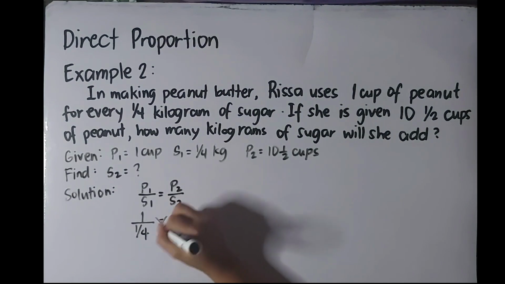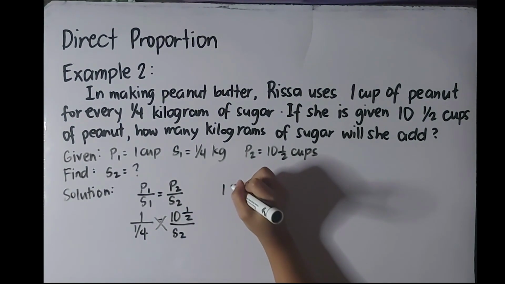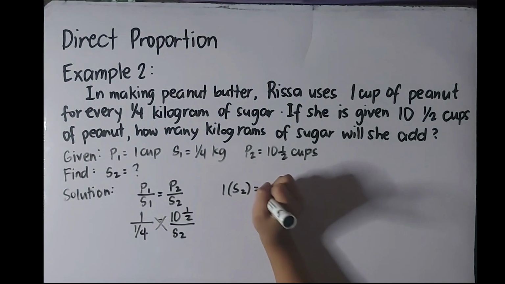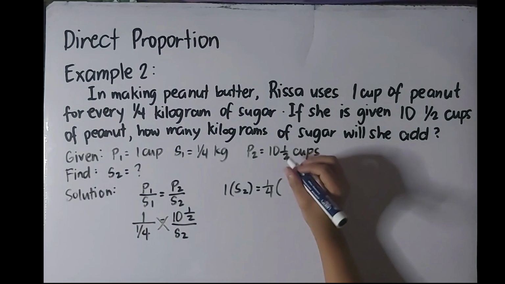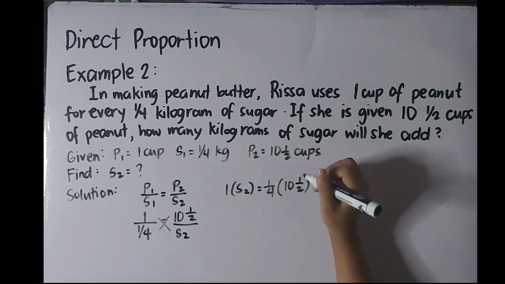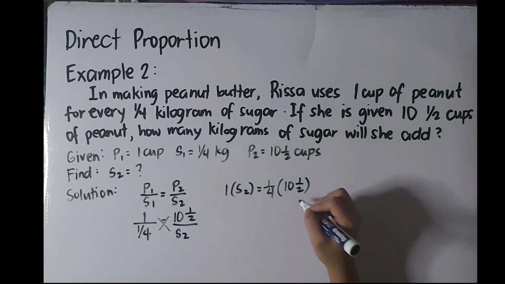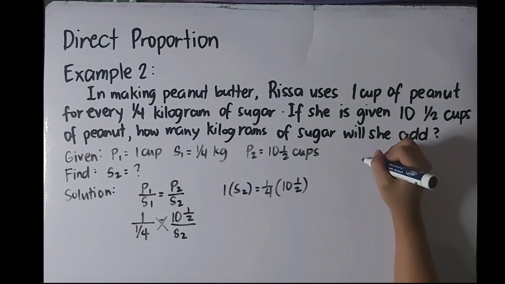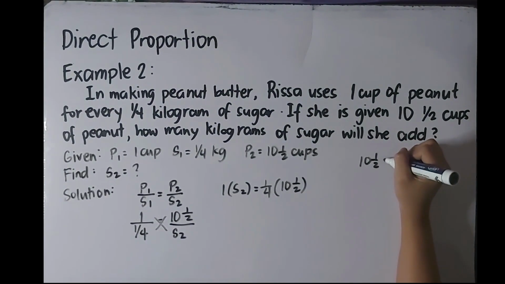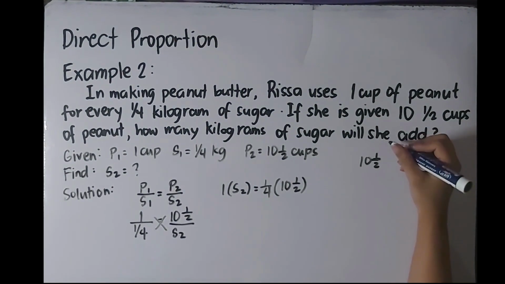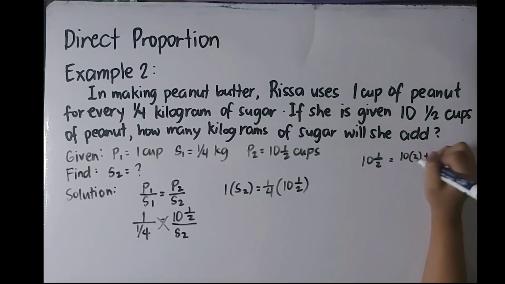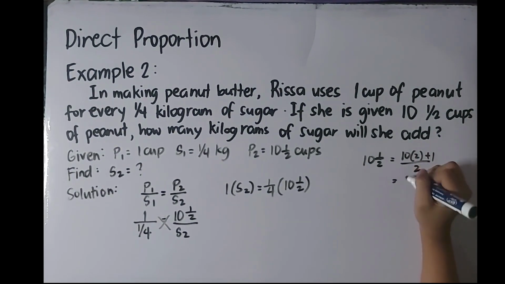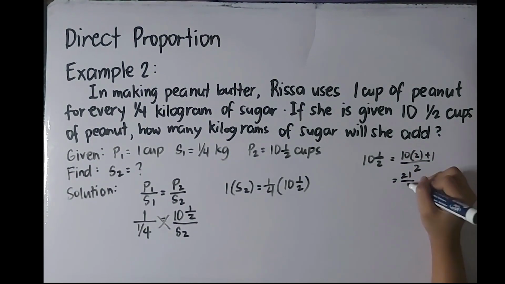So cross multiply, we have 1 times S2 equals to 1/4 times 10 and a half. So this 10 and 1/2 is a mixed fraction, so we can simply turn it into an improper fraction. So we have 10 times 2 plus 1 all over 2, which is 10 times 2, that is 20, plus 1, or 21 over 2.